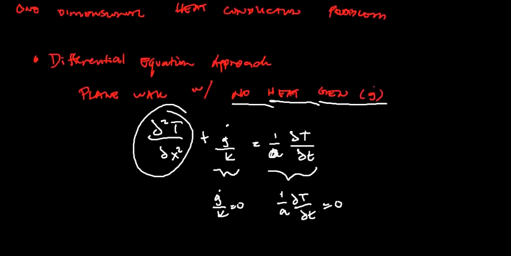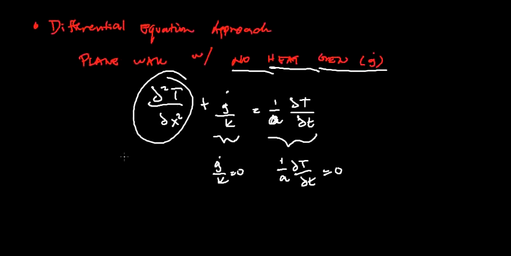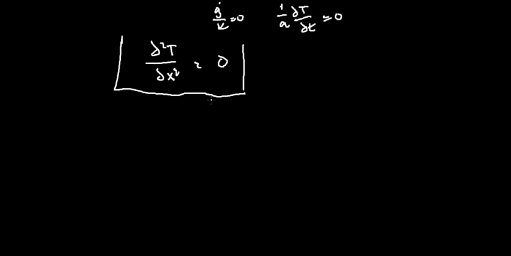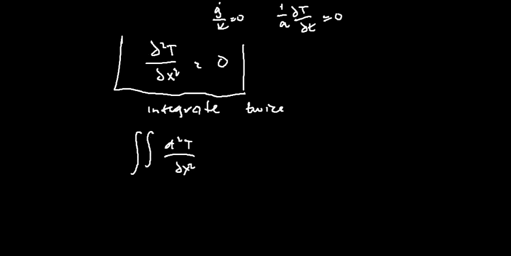Therefore, under this condition, the second derivative of temperature with respect to x is equal to 0, since this is 0 and this is 0. So we have this equation now. Integrating this ordinary differential equation twice will yield the temperature distribution. Since we are on the second derivative, we need to integrate this twice, so we have a double integration now.